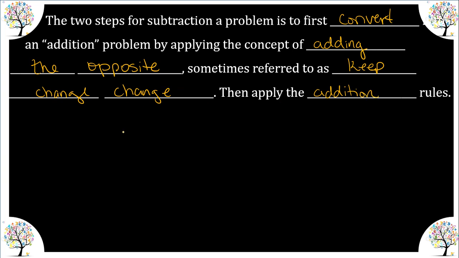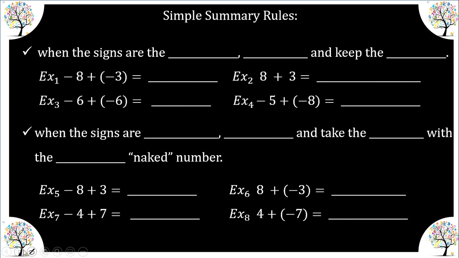So keep, change, change means we're going to keep the first number as is, change our subtract to addition, and then change the sign of the second number to its opposite, and then apply the addition rule. So let's take a look at some examples.